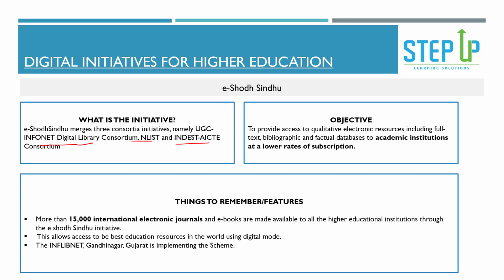That means what we are doing is, we are saying to all the educational academic institutions, we will provide you e-journals, and these are the best e-journals available in the entire world, meaning you have more than 15,000 international electronic journals. And these are at a very low fee. That means a very low fee is provided to all the academic institutes, right?